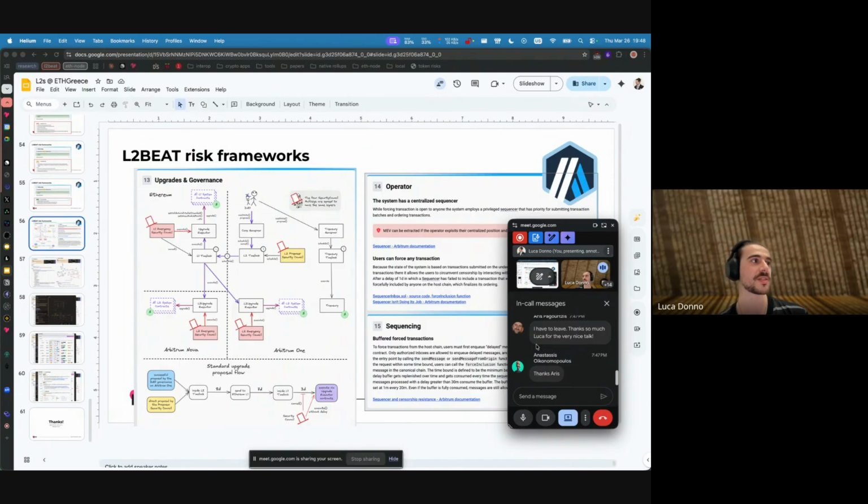So there's always a trade-off between, let's say, security and real-time censorship resistance and speed. Some projects decide that one part of the trade-off is better than the other, but at the end of the day, it's subjective.